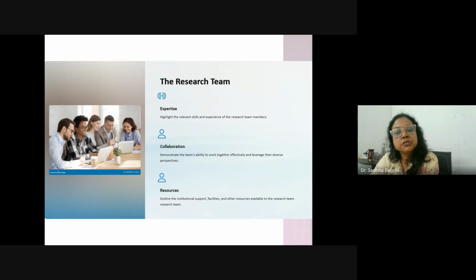Outline the institutional support and facilities, because you are a key member of the institution. How is your institution going to support the completion of this project? What facilities will we get from your institution? You have to mention that. So that is the research team. The third is the resources.